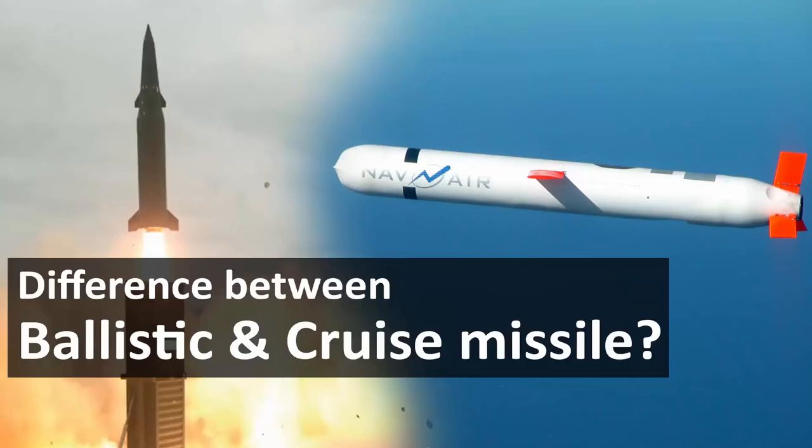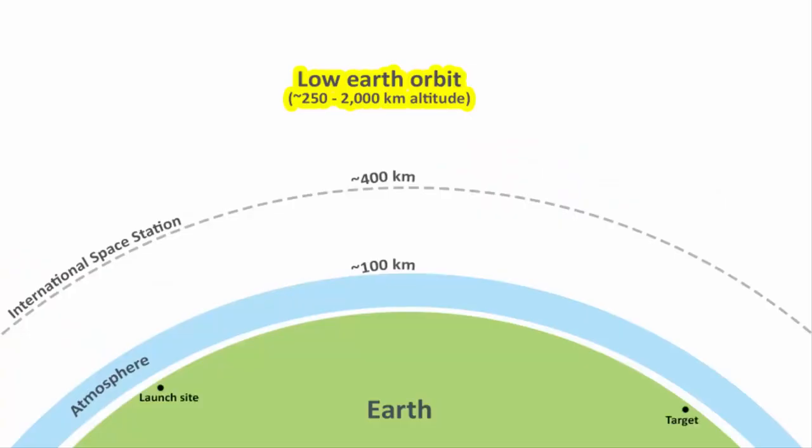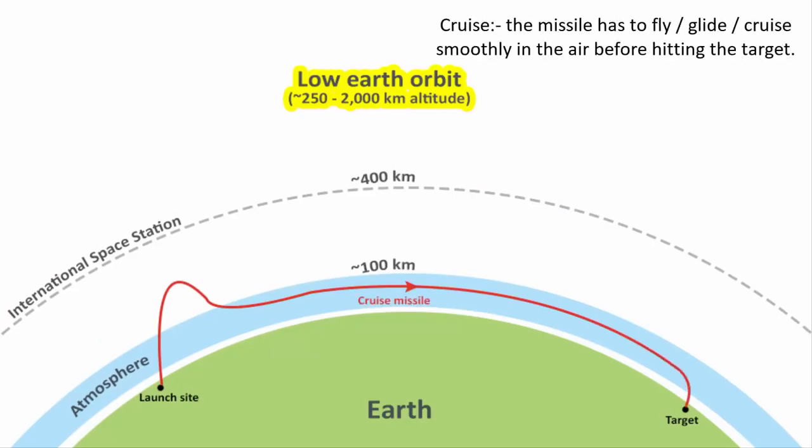In this video, we will quickly understand the difference between a ballistic missile and a cruise missile. The difference is very simple. Cruise missiles fly in an almost straight line and at lower altitudes. Look at the word cruise. It means the missile has to cruise, or fly smoothly, in the air before hitting the target.